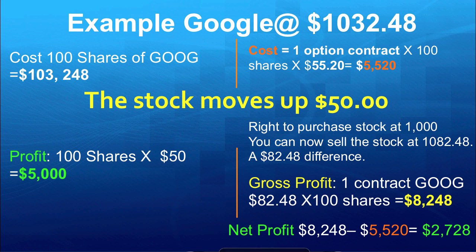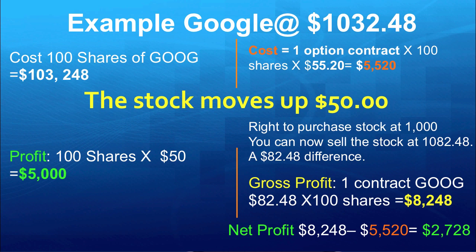Now, which one would you rather have? Silly question, but which one would you rather have? Would you rather be on the left side and make $5,000, or would you rather be on the right side and make $2,728? Just type left or right side, because I want to see how your mind thinks before I show you the next slide. All right. So would you rather be on the left side, $5,000, or would you rather be on the right side, $2,728 on the option side?